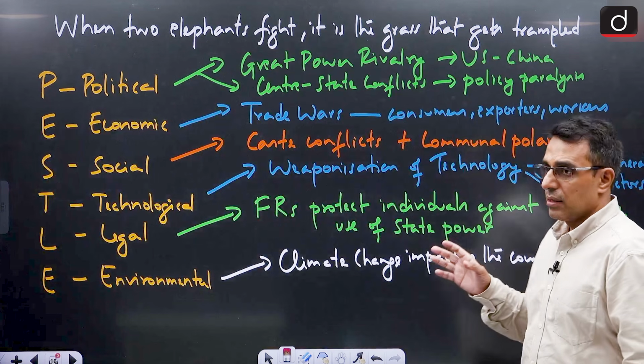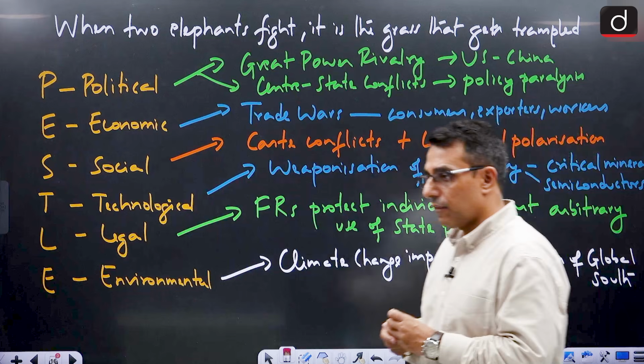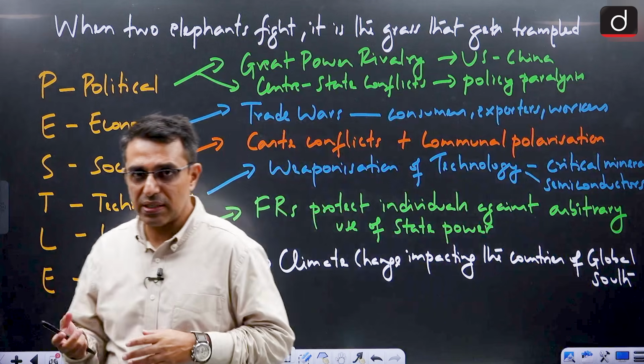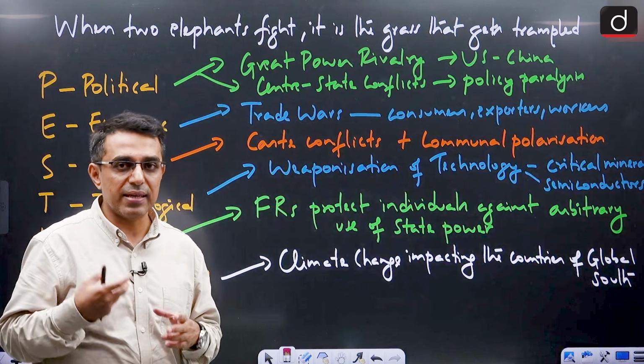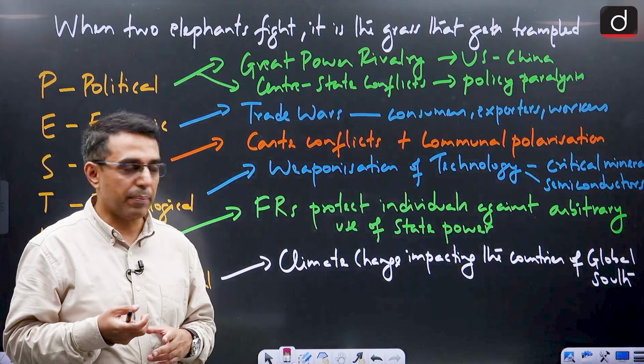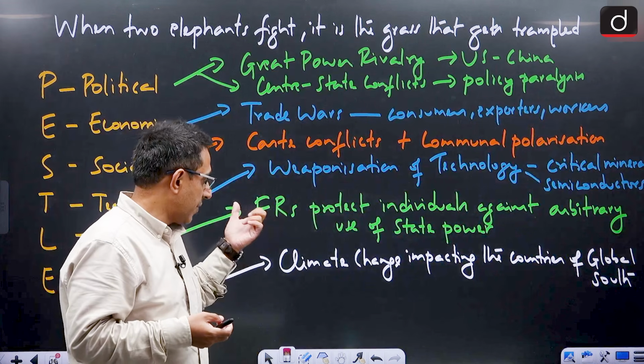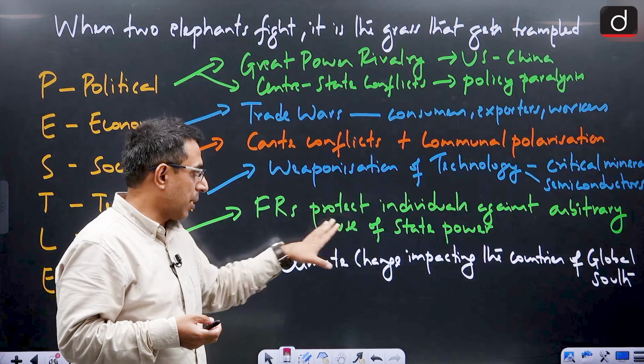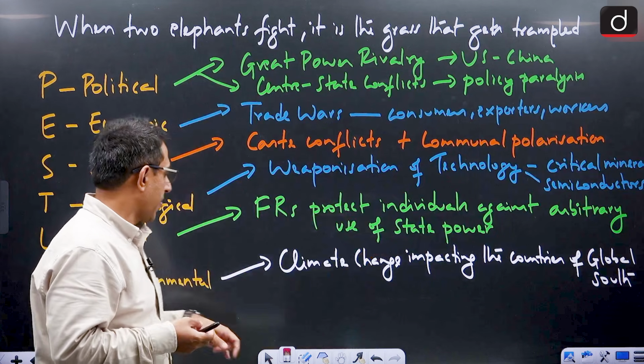state, right? So whenever there is a conflict between the state or between two states, sometimes the citizens get trampled, their rights get trampled, right? For that, we have fundamental rights which protect individuals against arbitrary use of state power.